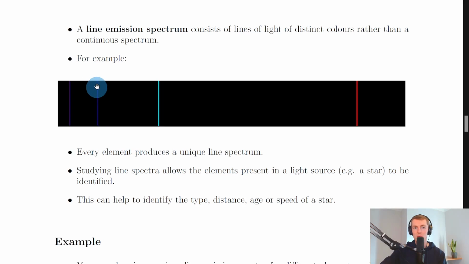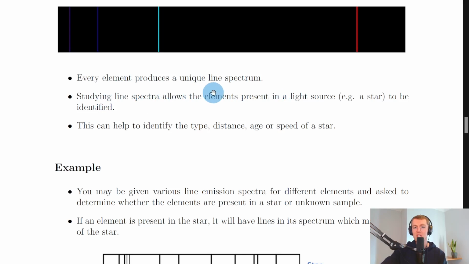We've then got a blue line which is quite faint and quite hard to see there, and then a violet line. And it says that every element produces a unique line spectrum. So I'll just show you a quick simulation to help you visualise that.